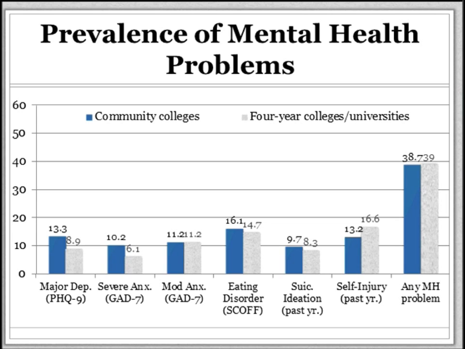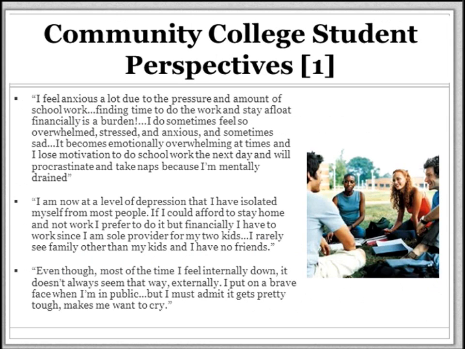You might be wondering why, given that most of the measures are higher for community college students, it ends up being equal overall. The answer, which is not shown here, is that we also saw a higher percentage of community college students with co-occurring or multiple mental health problems. So even though there's the same percent with any mental health problem, it looks like there are a larger number of community college students with multiple problems. Next slide, please.